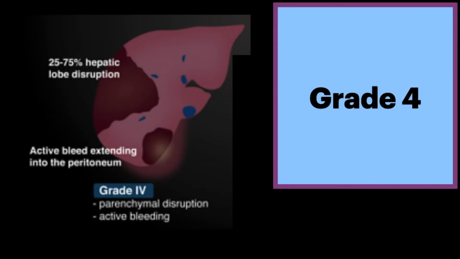A grade 4 liver injury occurs when there's laceration greater than 25 to 75% of a hepatic lobe or involves segments 1 through 3. A vascular injury with active bleeding breaching the liver parenchyma into the peritoneum is also a qualifier.